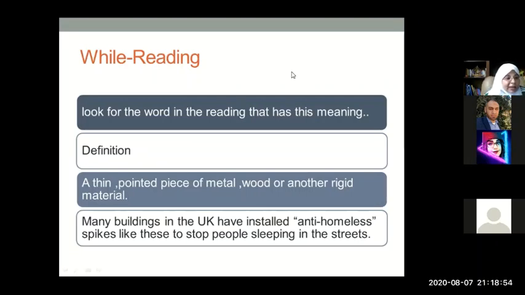Okay, this is the second, yeah, thank you. The second idea is, this is the definition. A thin pointed piece of metal, wood, or another rich material. This is the definition of the word that I'm looking for. And then ask your learners to go to the paragraph and search for the word that has this meaning. Of course, I deleted most of the paragraphs so we don't waste time, but what you usually do is you ask them to read the paragraph and find the word. So did you find the word that has this definition? Yeah, very good. Excellent, Dina. Yes. Did you all find it or only Dina?